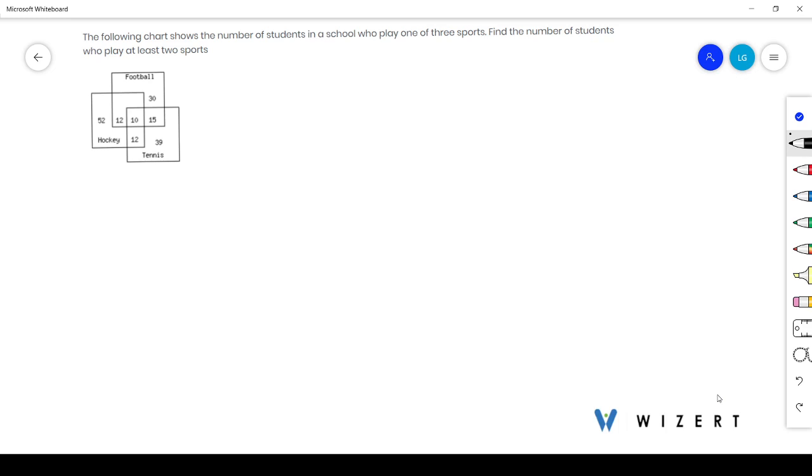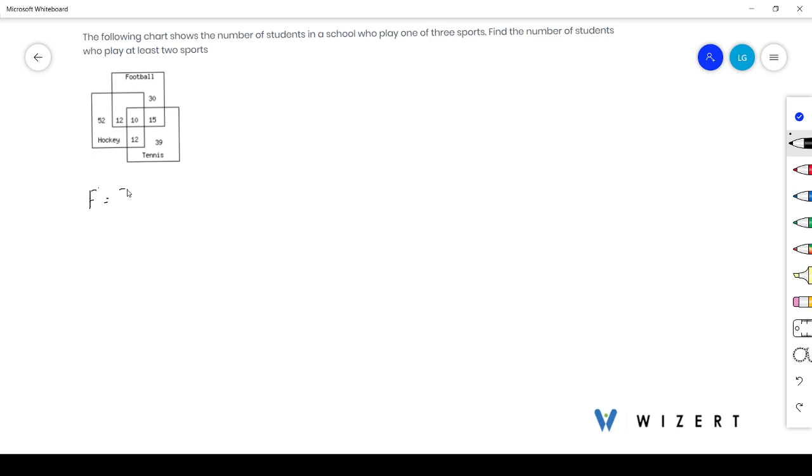Our question is, the following chart shows the number of students in a school who play one of three sports. Find the number of students who play at least two sports. Here we have given the students who play football, hockey and tennis. We have given the number of students in the given figure.